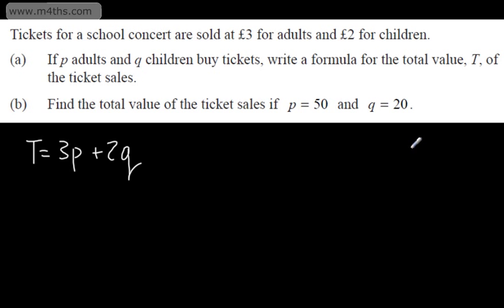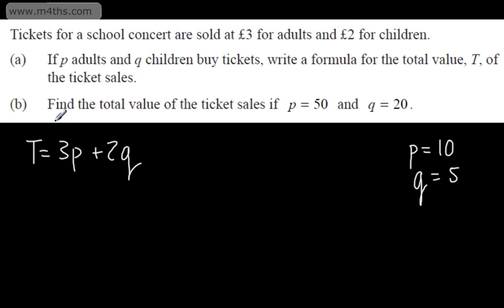So for example, if we said that the number of adults, remember P is the number of adults, would be 10, and Q, the number of children, was going to be 5, all we'd have is 3 times by 10 plus 2 times by 5. This now is the number of adults going, so we're going to get £3 for every one of those. This is the number of children that are going, and we're going to have £2 for every one of those.